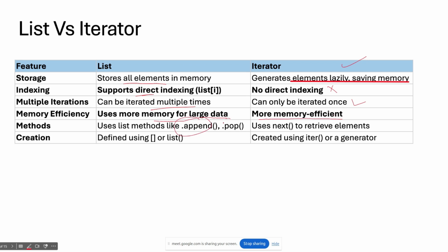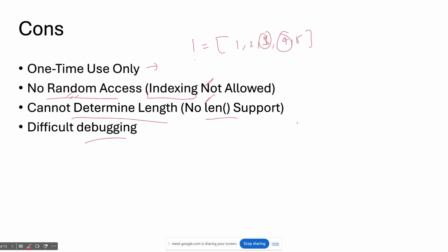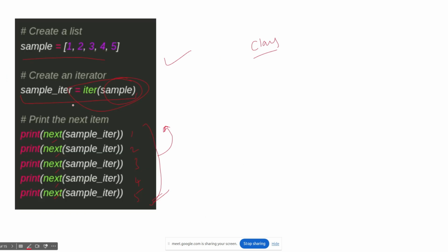You can use append, pop on a list. An iterator only uses next, and you can't do append. In a list you can append the item. Here you can't append the item, right? A list is defined using square brackets, and here you can define using iter, right? Using iter or a generator. I will show you how iter can be used. This is just a simple way you can use this.